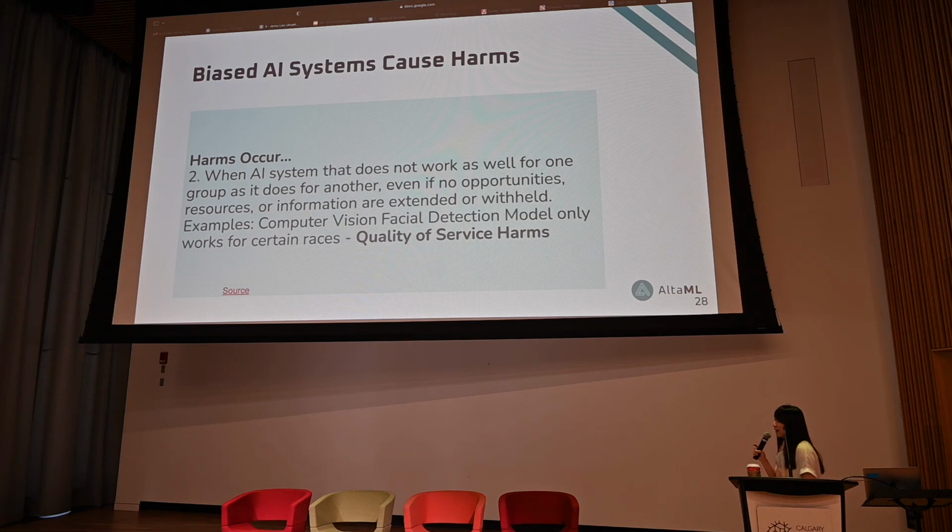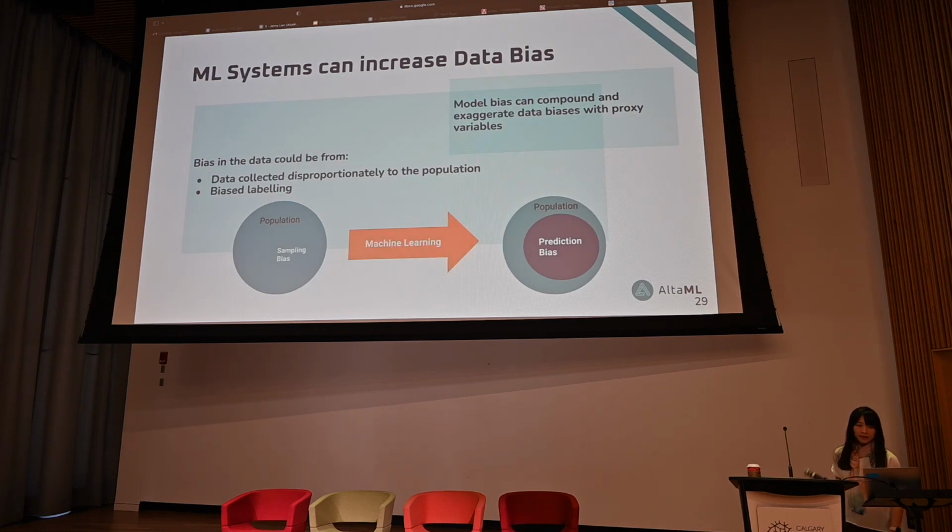The other type of harm is called quality of service harm. This one maybe is not as serious as the first one, but it's still an issue. If you pay the same amount of money as your friends and coworkers for an AI system, let's say just a manga AI system or a game you can play with some AI system, what if it only works for a certain gender, a certain race, a certain age? It's not fair, right? This is called quality of service harm. We don't want those harms to happen. And it's important for us to understand this bias, because when you have bias in your data, your machine learning model is going to learn that bias and can compound and exaggerate it with the proxy variables we previously talked about.